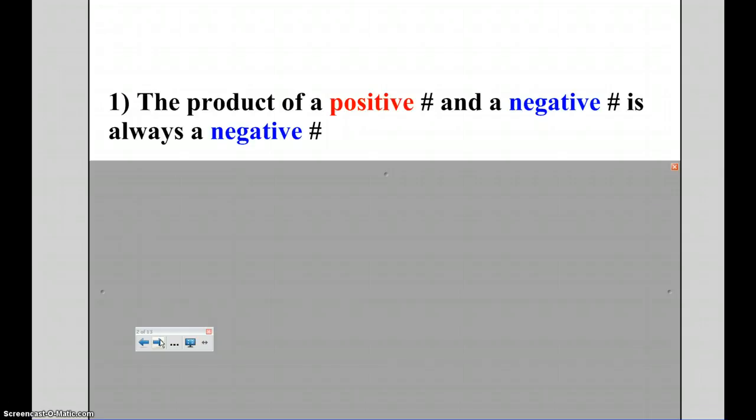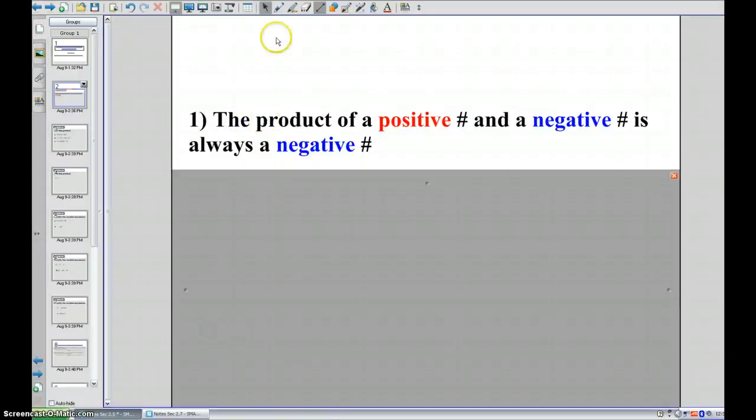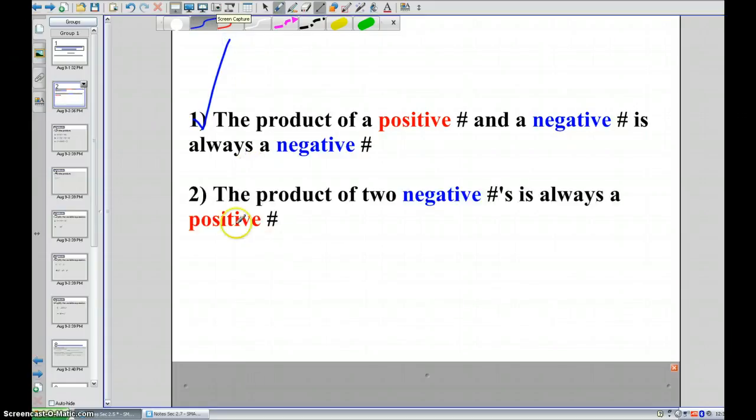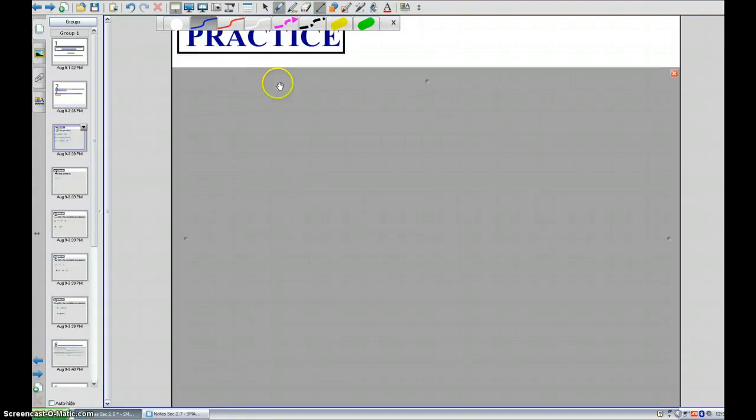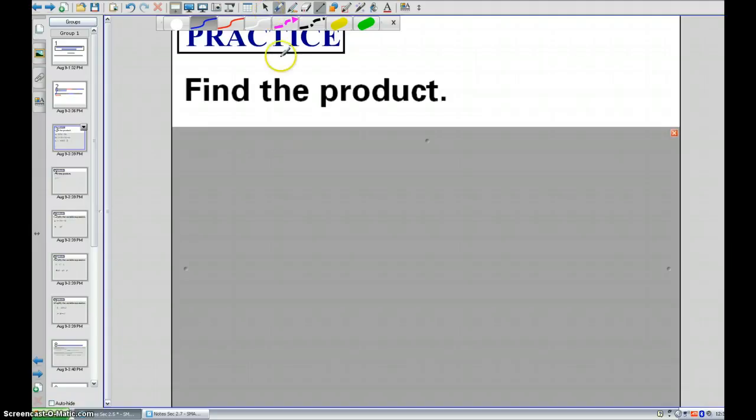So the product of a positive number and a negative number is always going to be a negative number. All right, so that's rule number one that we need to abide by. Now rule number two is going to be the product of two negative numbers is always going to be a positive number. So a positive times a negative equals a negative, a negative times a positive will be a negative, and then a negative times a negative will always be a positive.